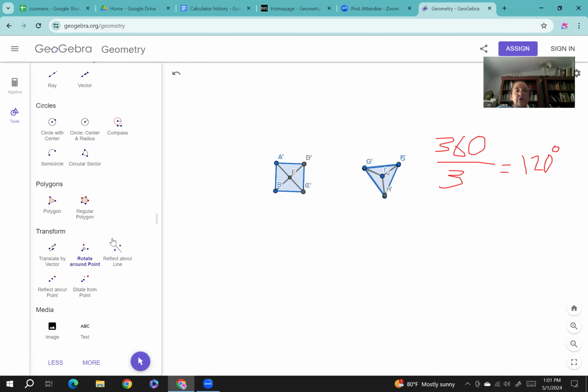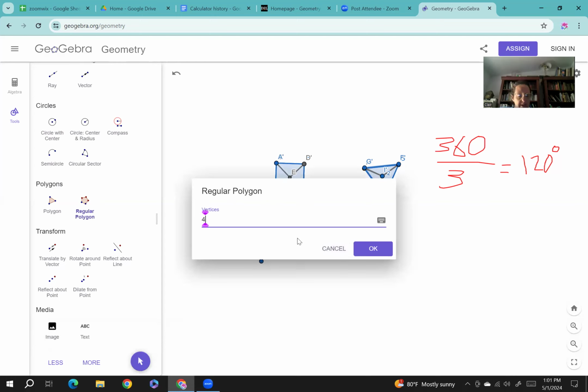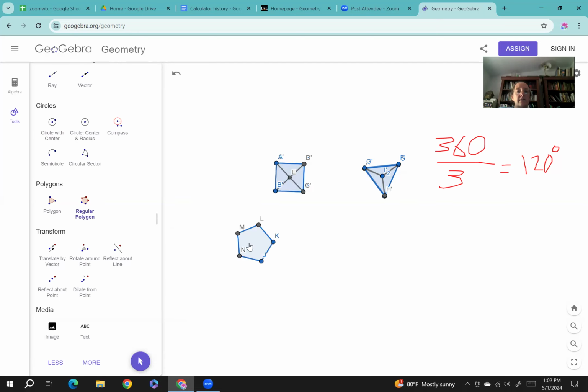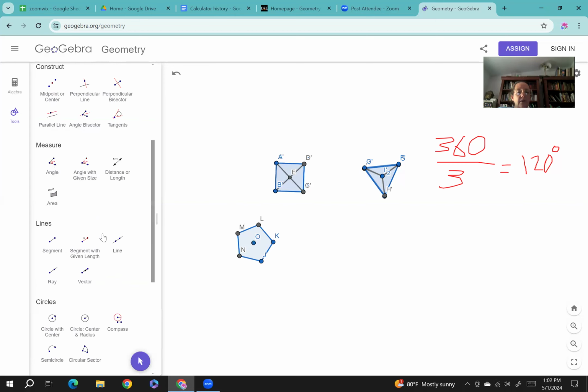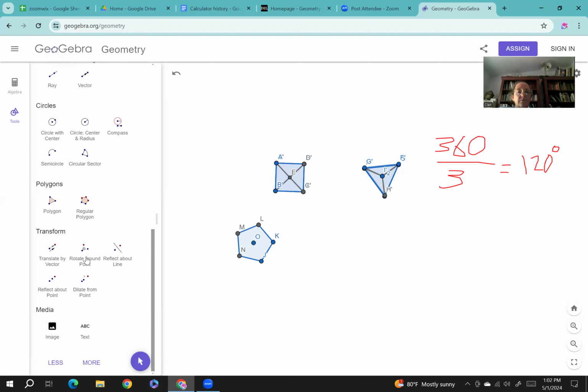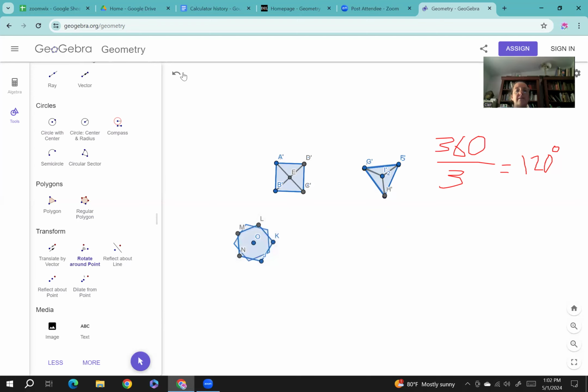Okay, you could look at some other shapes as well. Let's look at a regular pentagon. We'll tell it 5 sides. We'll put on a center of rotation. And then we can rotate the pentagon around the point 180 degrees to see if it has half-turn symmetry, and we see that it does not. It does not land on itself.